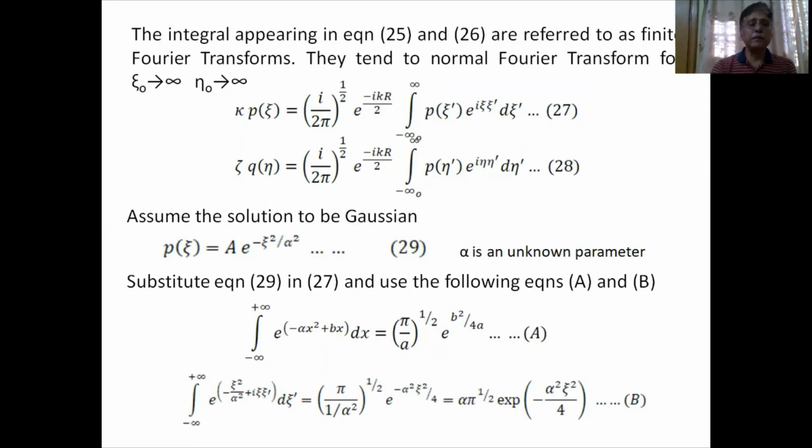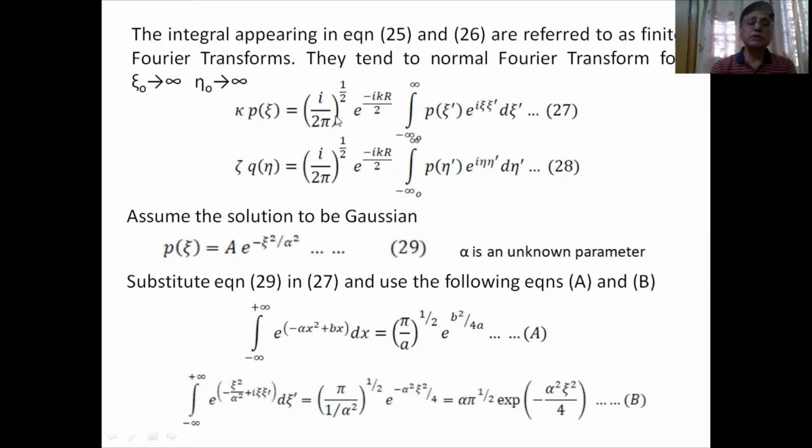So what do we have? Kappa p xi is equal to I by twice pi power half exponential minus I kr by 2 integration from minus infinity to plus infinity p xi dash exponential I xi dash d xi dash, and tau q eta is equal to I by twice pi power half exponential minus I kr by 2 minus infinity to plus infinity p eta dash exponential I eta dash d eta dash. So this is 27, 28, and they are normal Fourier transforms now.